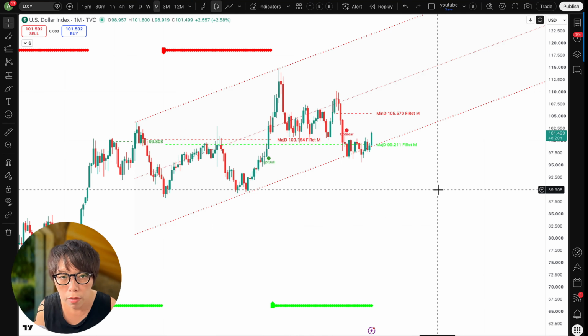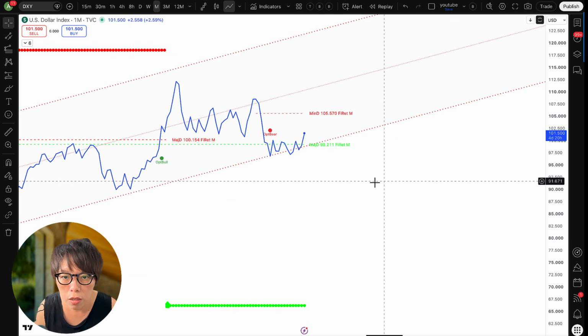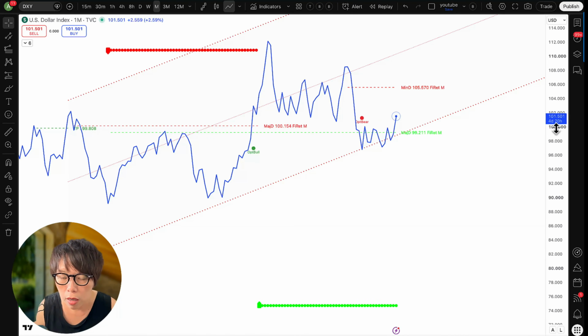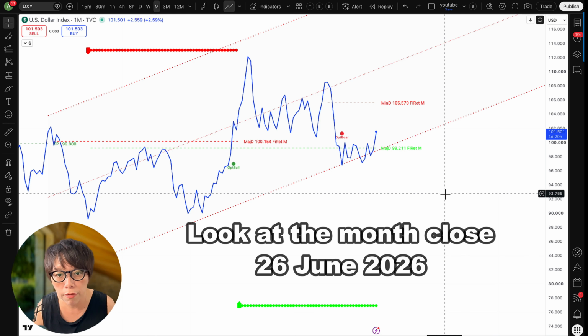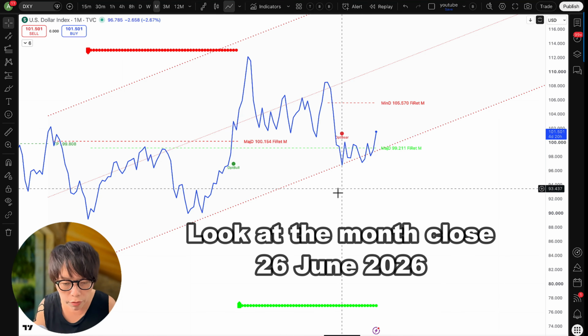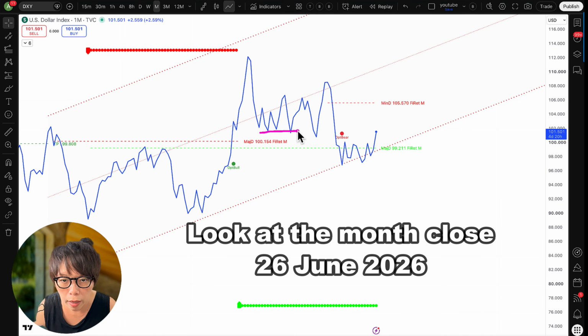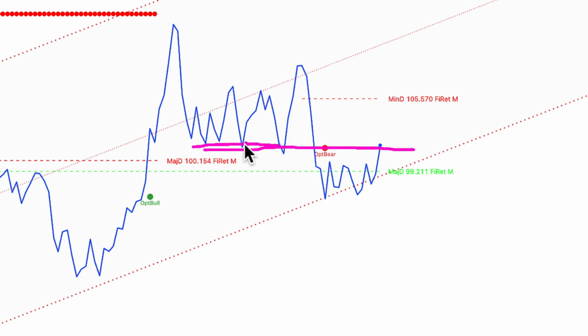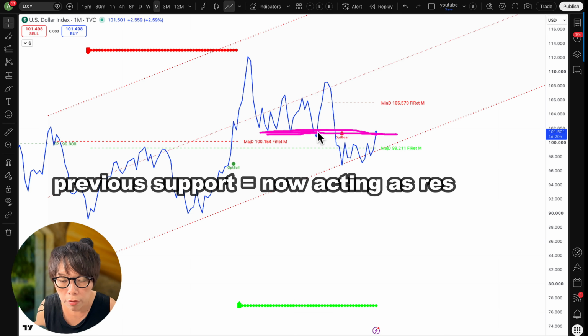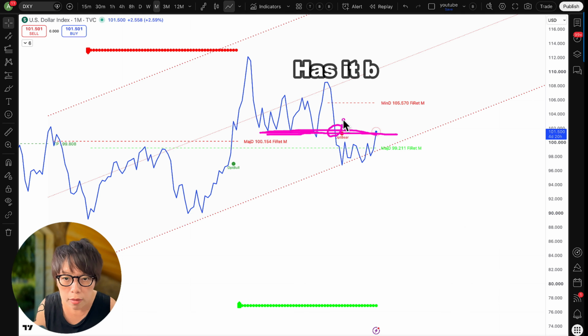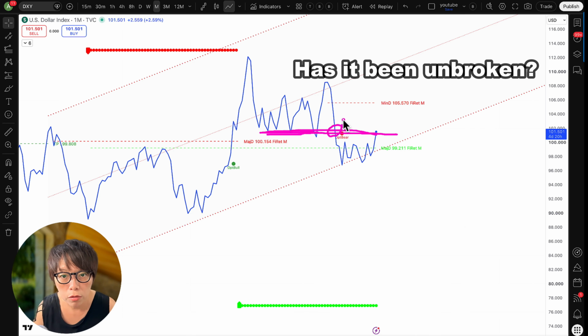But more importantly, if I switch this into a line chart and take a look at the month close, because right now it's the 26th of June, so it's very near to the month close, a few interesting things come out. This was a previous support, so it should be acting as a resistance, and the question is, later we'll investigate whether the previous support that is right now acting as a resistance, because price has already broken below, has it been unbroken? Okay, so that's the first question.